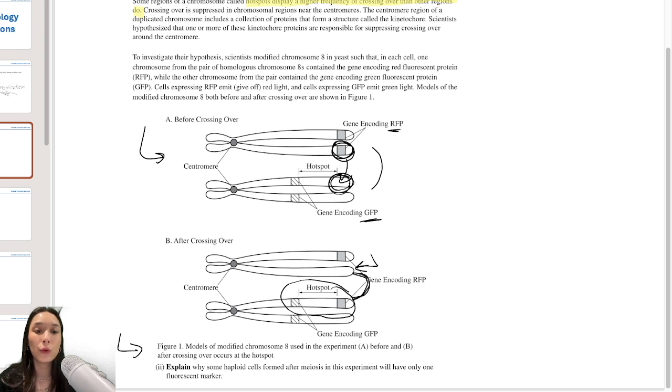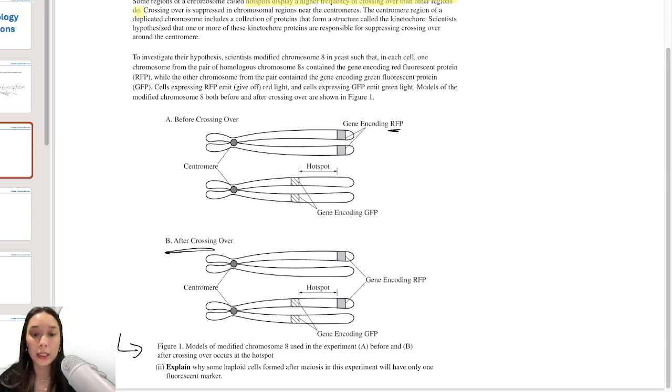Okay, so this next part here is not actually about this diagram. It's a pretty general question. It asks you to explain why some haploid cells formed after meiosis in the experiment will only have one fluorescent marker. Meaning after crossing over, they will only have either GFP or RFP. Now, it won't be all of them. As you can see, some of them might have 2, some of them might have none, but some of them only contain one of the markers.